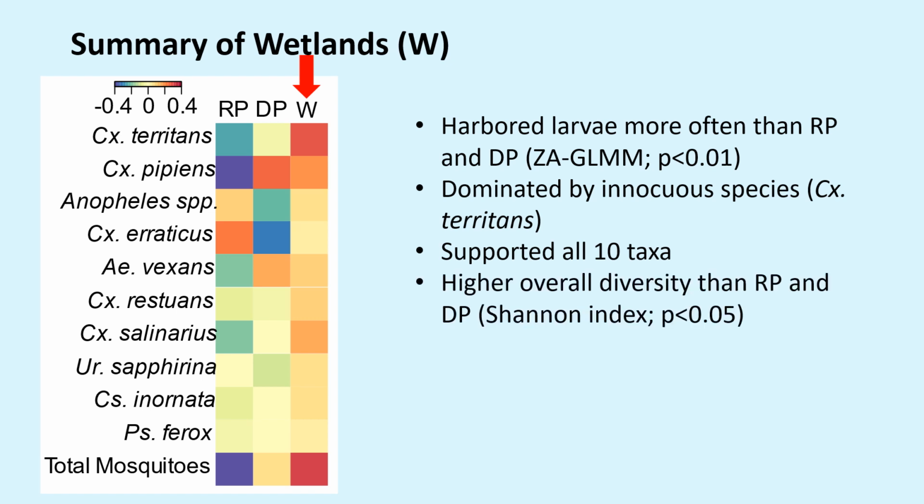And overall, we did also test the amount of mosquito diversity between our sites using the Shannon index. And we did find that wetlands in general hold a higher diversity of mosquitoes, which is not too surprising.